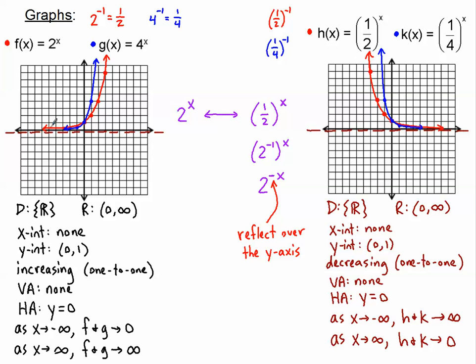If you took this red curve and imagined the y-axis as a mirror and flipped it, or looked at the reflection in the mirror, you would have this red curve over here. And that's exactly what happens when the input is negated, when the input has a negative sign. The values of the outputs will reflect over the y-axis.